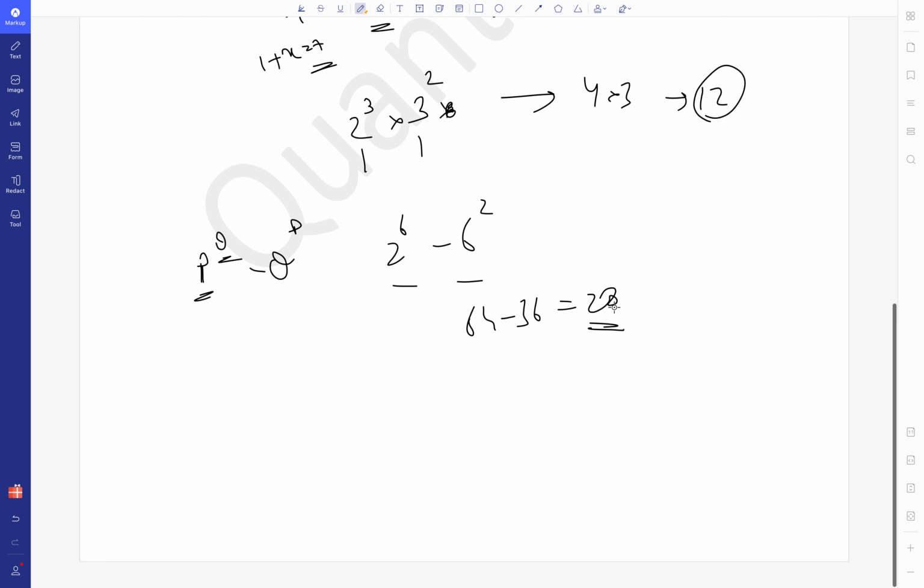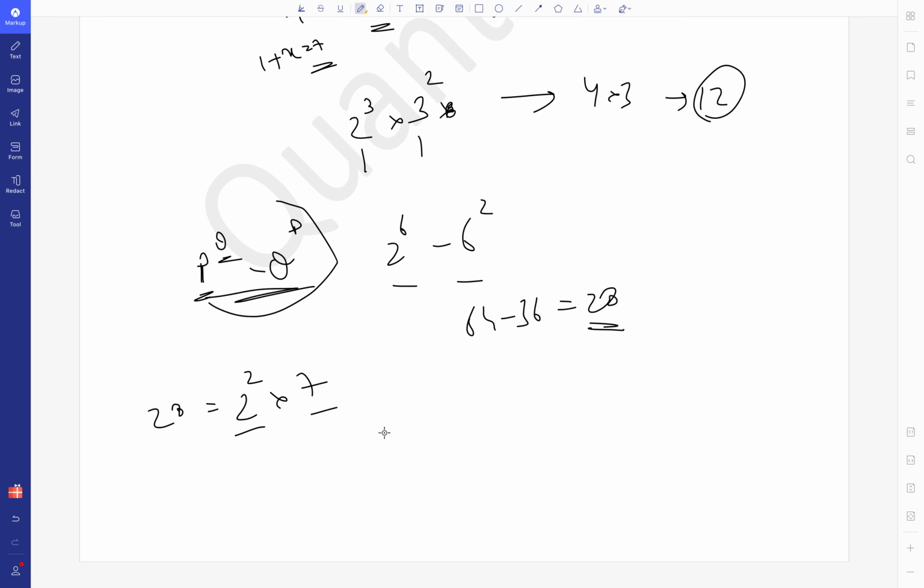So 28 is P raised to power Q minus Q raised to power P. Is 28 the answer? No. We are supposed to find the sum of factors of this one. So 28, again, writing the prime factorization for that one. That is 2 square into 7. Is that correct? 4 into 7, 28, right?